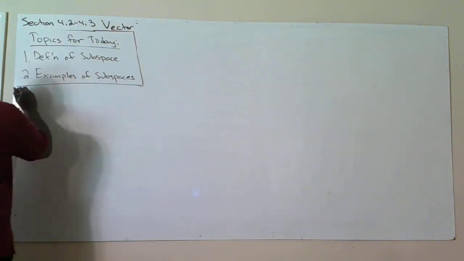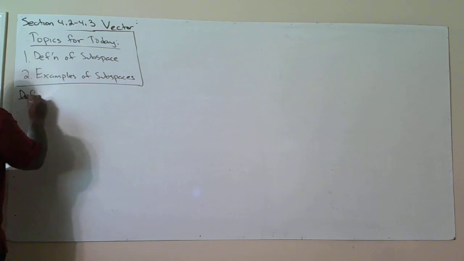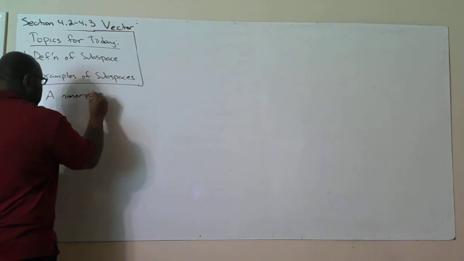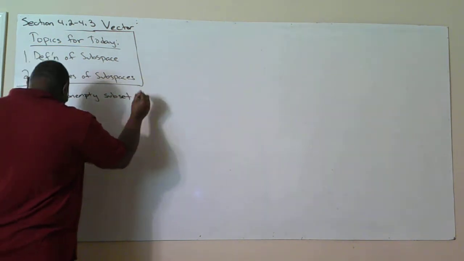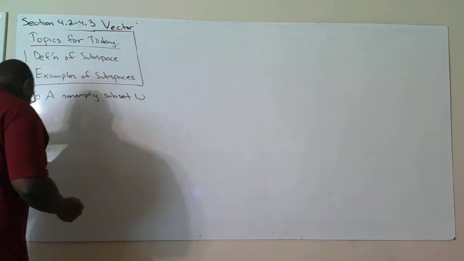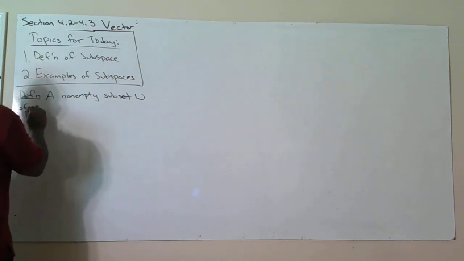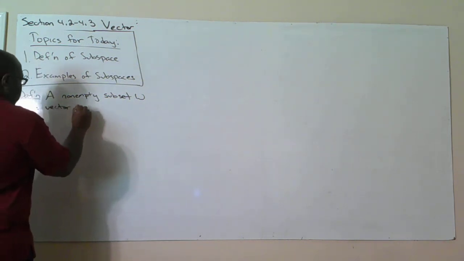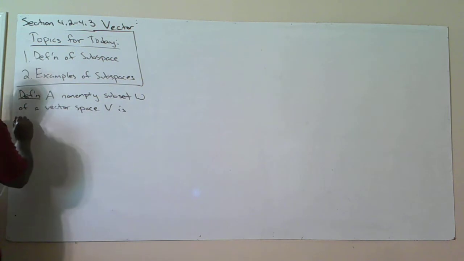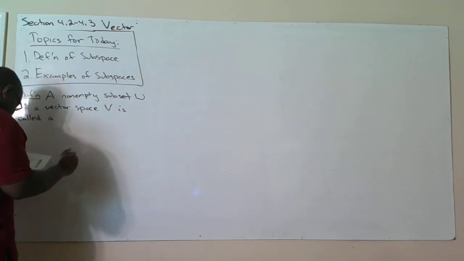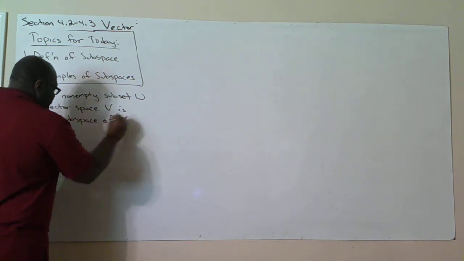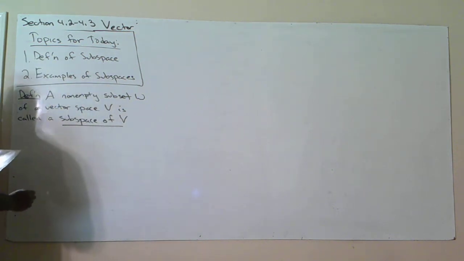Definition. A non-empty subset W, or whatever you want to call it. Remember, we had the vector space V, so we have the subset W, right? Of a vector space V is called a subspace of V if the following properties are true.